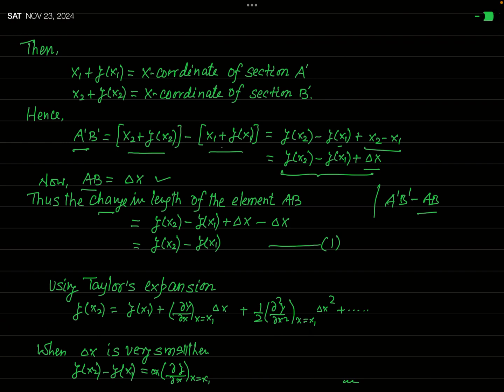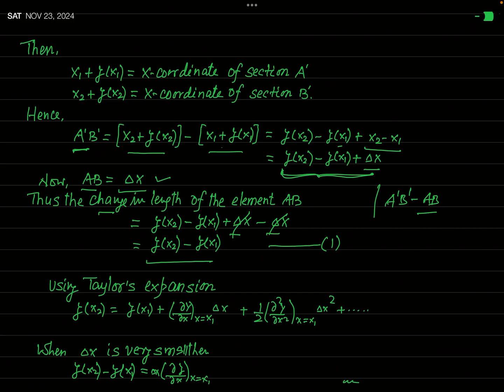But you have seen that A'B' is equal to this much, and AB is equal to this much, delta x. So this will be y of x2 minus y of x1 plus delta x minus delta x. Now this delta x will cancel out, and therefore the change in length of the element AB will be simply equal to y of x2 minus y of x1.